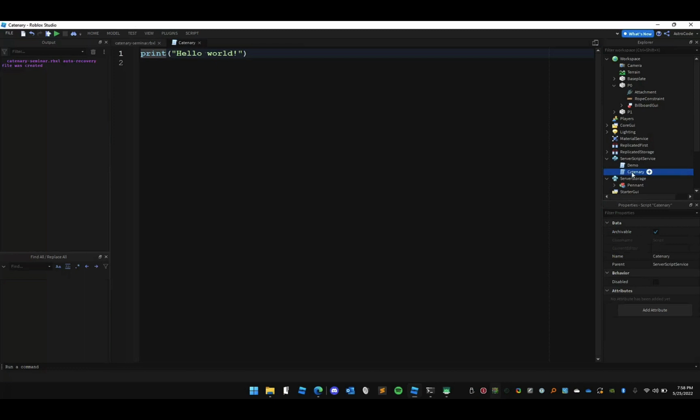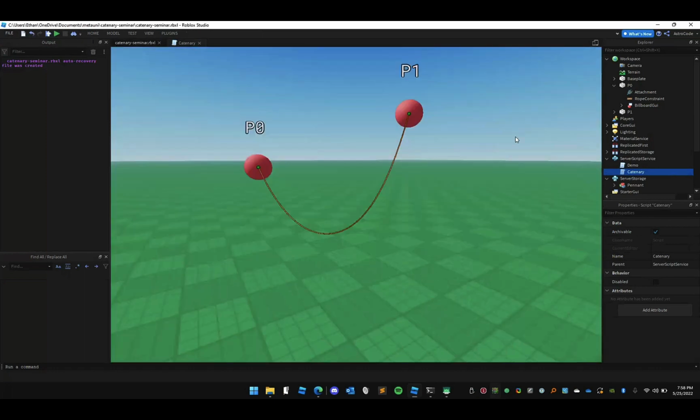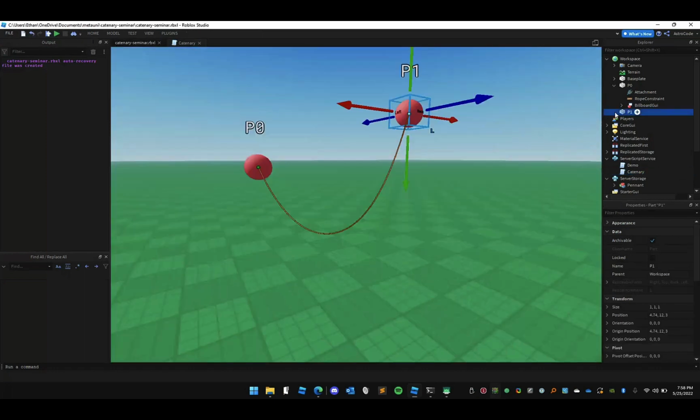Dumb question. These P0 and P1s, these are billboard GUIs or what are they? Oh yeah, you're exactly right. I think, yeah, they're billboard GUIs.